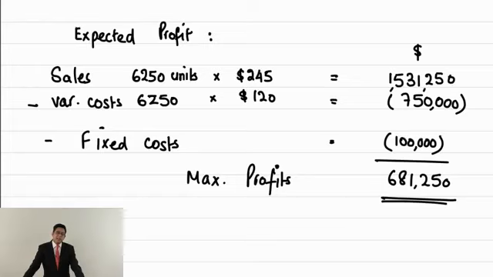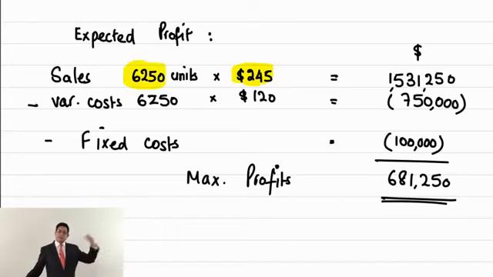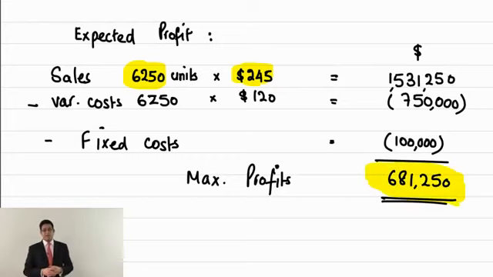They don't need to charge $280, which is too high a price. Okay, they can reduce the price. If they reduce the price to 245, their volume will increase, and based upon this, their overall profits will be increased as well. So this is how we apply the demand-based pricing approach in order to maximize the profits.